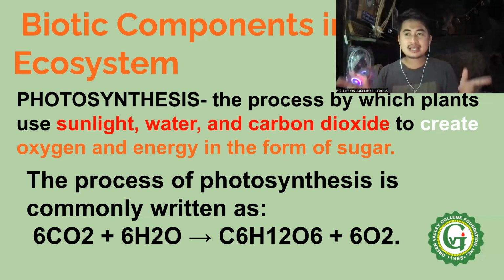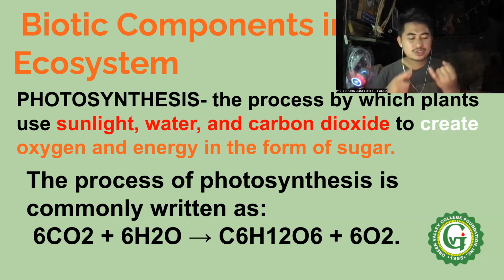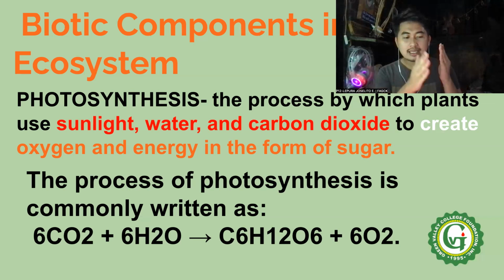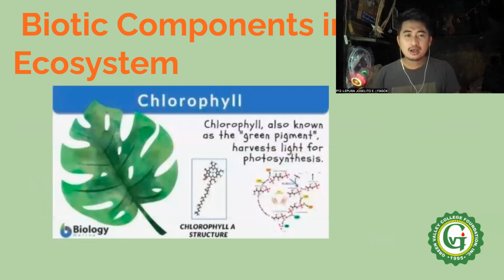So if you're asked, what are the products of photosynthesis, they are glucose, starch or sugar, and oxygen. How many parts of oxygen? 6 molecules. If you are asked how many molecules of carbon dioxide are needed to perform the basic photosynthesis process? Of course, it's 6, because it is 6CO2. At the same time, 6 also for water. Okay? Remember that.